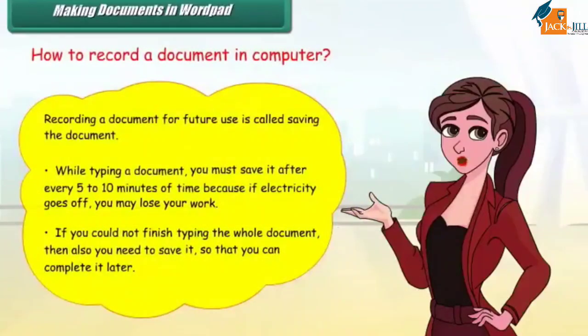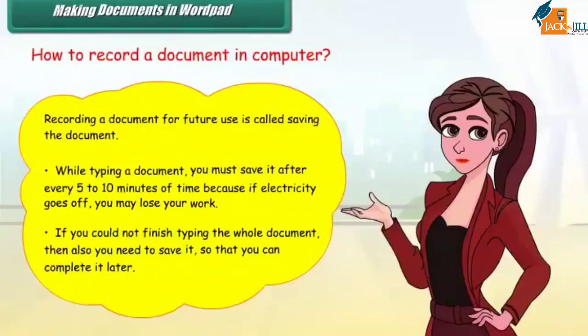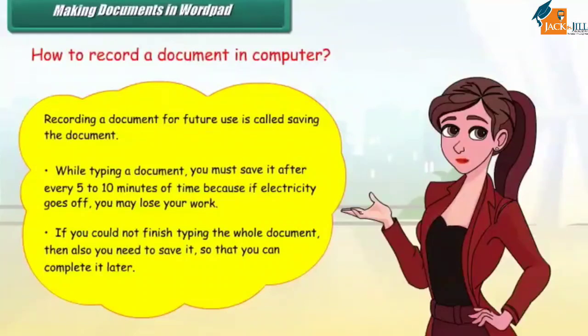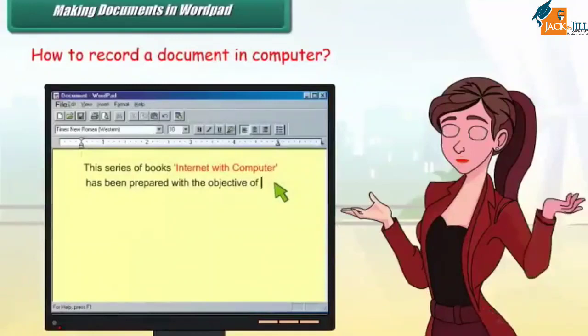How to record a document in computer. Recording a document for future use is called saving the document. While typing a document, you must save it after every 5 to 10 minutes, because if the electricity goes off, you may lose your work. If you could not finish typing the whole document, then also you need to save it so that you can complete it later.